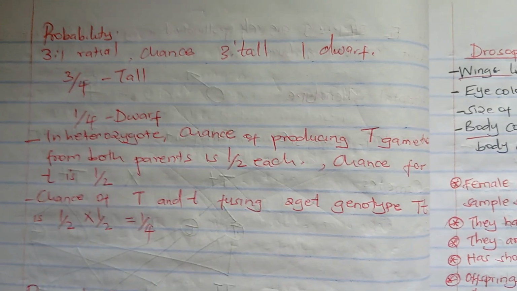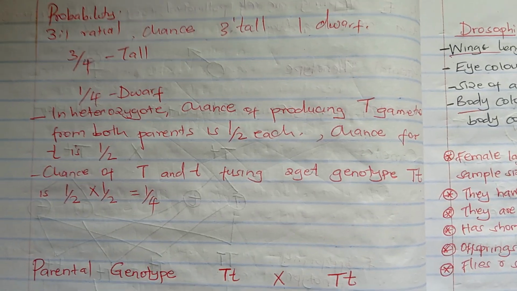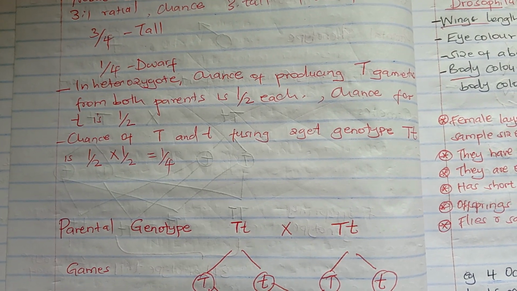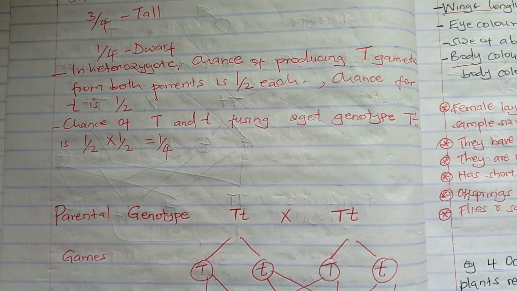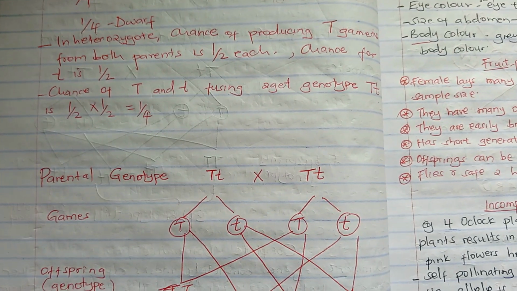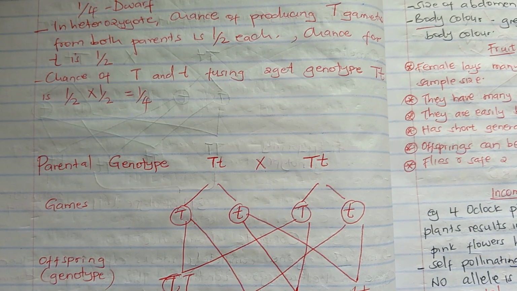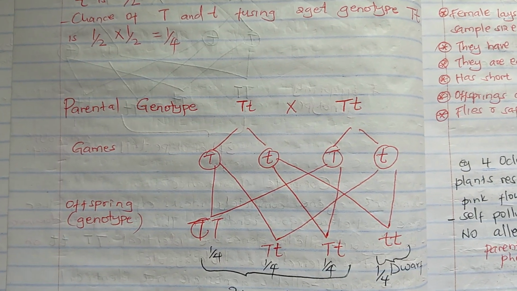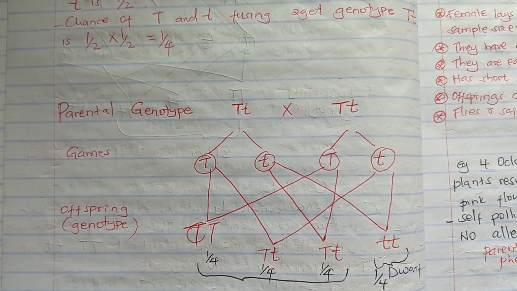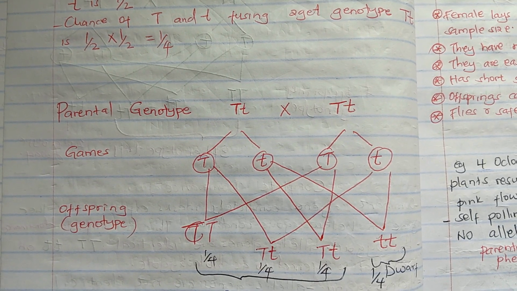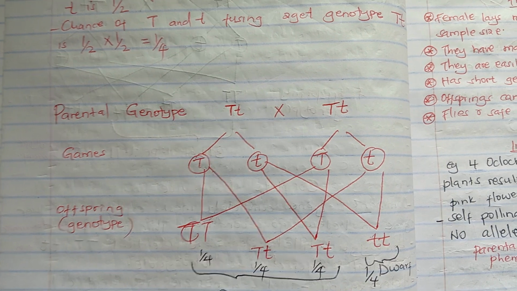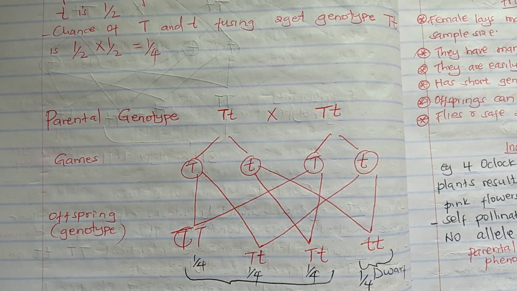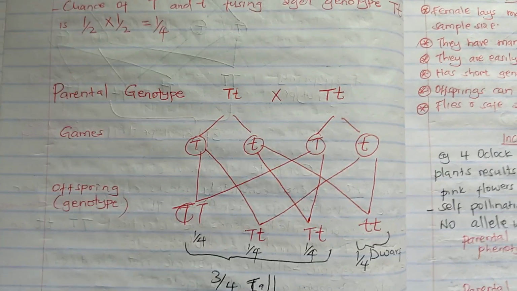When you look at the probability, the chances were 3 tall and 1 dwarf. You write it in the form of either a fraction or a ratio. It could be 3/4 are tall and 1/4 are dwarf. In the heterozygous, the chance of producing capital T gamete from both parents is half. When you separate these gametes, the chance of producing capital T is half, and the chance of producing small t is half. That is why, when you cross the gametes, the probability is a quarter: capital T capital T is a quarter, capital T small t is a quarter, small t capital T is a quarter, and small t small t is also a quarter.